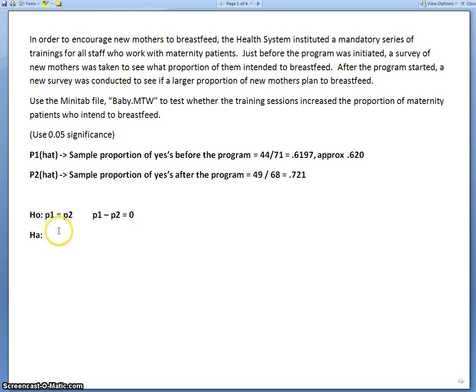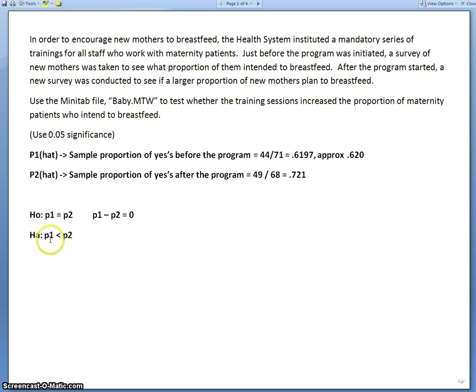The alternative, what we're testing, is whether the proportion has increased. So what we want to know is P1, is it less than P2? Is this second proportion after the survey larger than P1, the proportion before the program? So the program sample here is the program, did it have an effect? We want to know if the proportion in the second sample is larger.